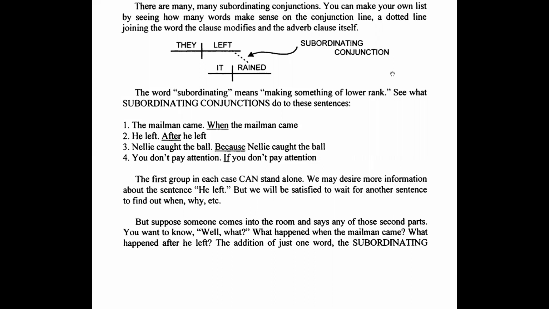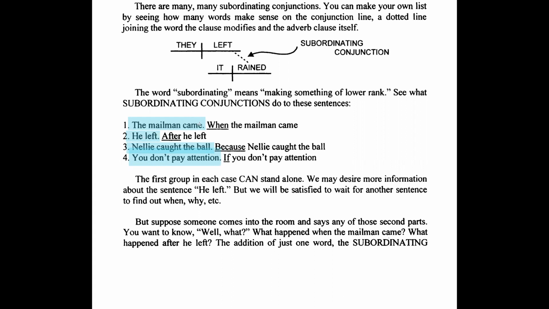So here we have 4 sentences. Really, there are actually 4 sentences, but she has made it so that the independent clause is a single sentence, and then the dependent clause, the adverb clause, is just kind of standing alone there. So where are independent clauses? The mailman came, he left, Nellie caught the ball, you don't pay attention. And then we have the subordinating conjunctions, the dependent clauses that come after.